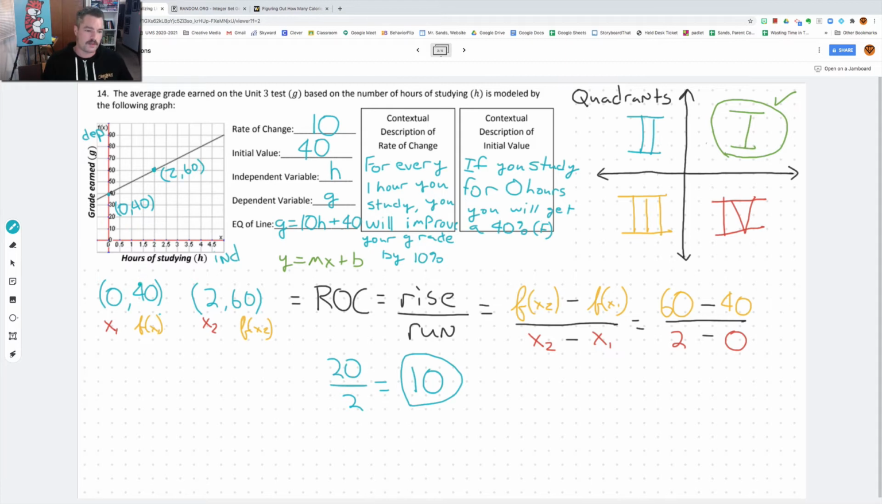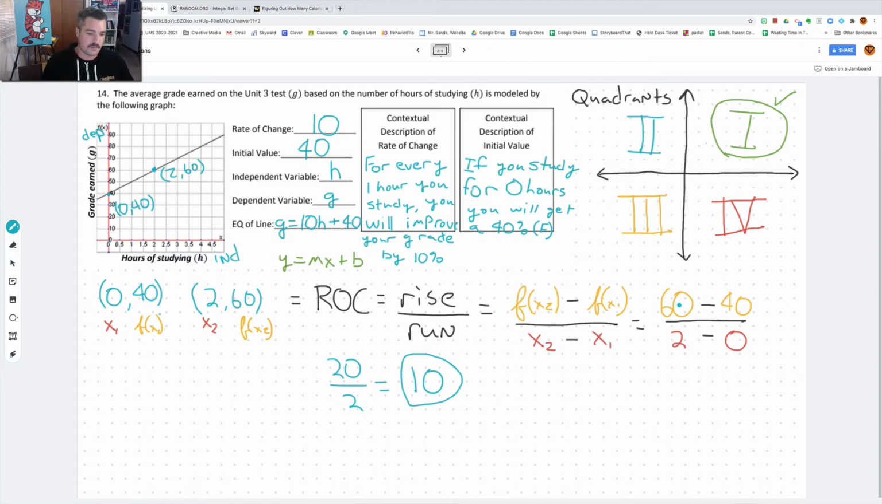So we have our 2 points here, (0, 40) and (2, 60). This is our x sub 1 value, this is our second value, or x sub 2. This is our f of x sub 1 value, or our output, and this is our second output. So remember, rate of change, rise over run, is going to be the difference in f of x sub 2 minus f of x sub 1 over x sub 2 minus x sub 1.